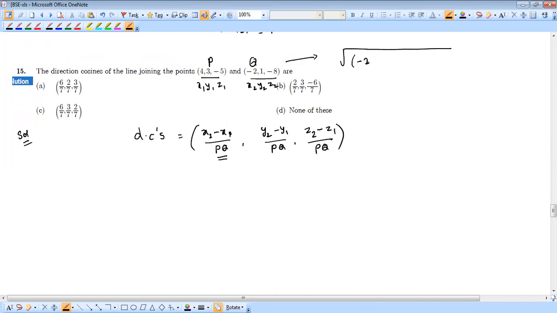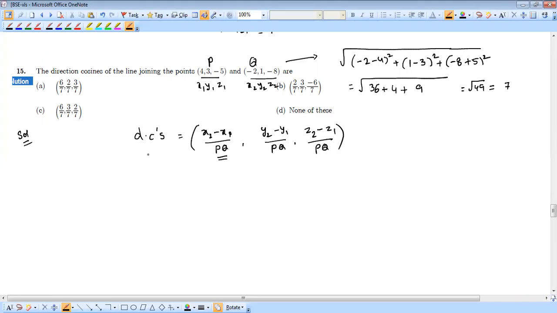So minus 2 minus 4 whole square plus 1 minus 3 whole square plus minus 8 minus of minus 5, plus 5 whole square, which is minus 6 whole square. Minus 6 whole square is 36. And 1 minus 3 whole square, minus 2 whole square, is 4, and 9. So totally 49, which is fair.